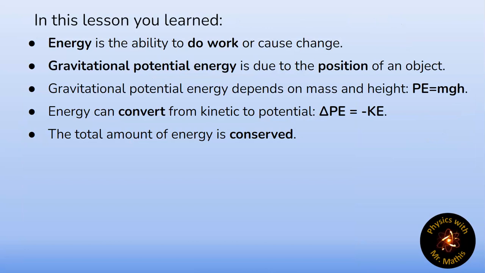In this video, we've reviewed how energy is the ability to do work or cause change. We saw that gravitational potential energy is due to the position of an object above another massive object like Earth, and that gravitational potential energy depends on the mass and the height of the object using the equation PE equals mgh. We learned that energy can convert between kinetic and potential energy, and that the change in potential energy is equal to the change in kinetic energy, and that the total amount of energy in the system is conserved.